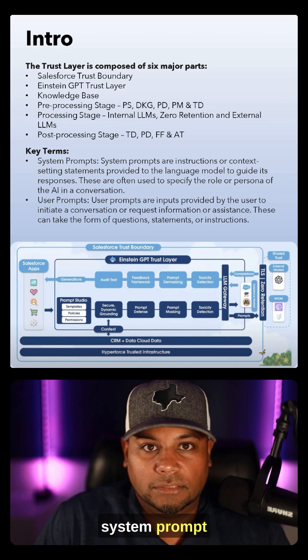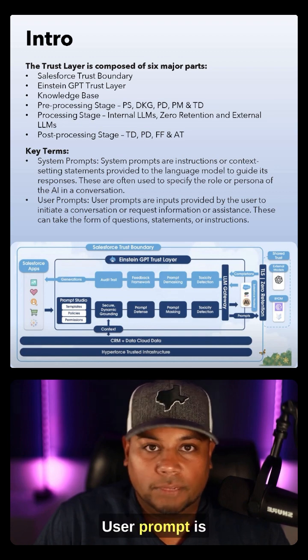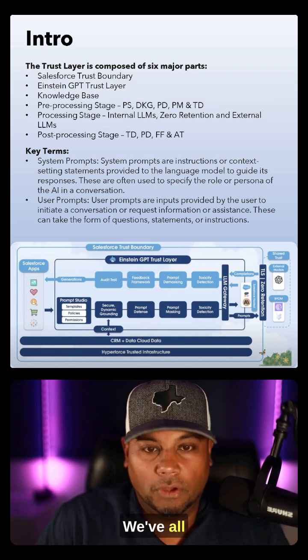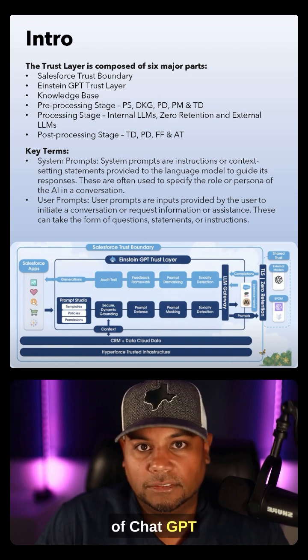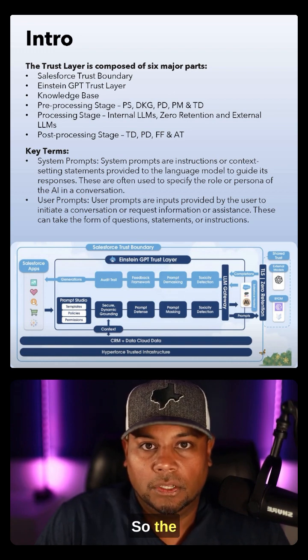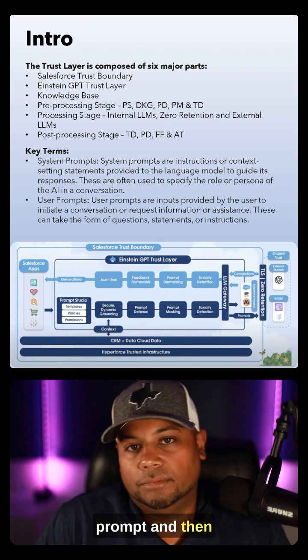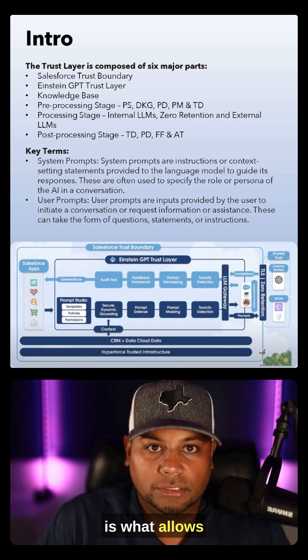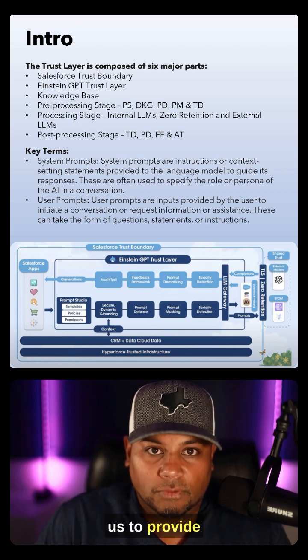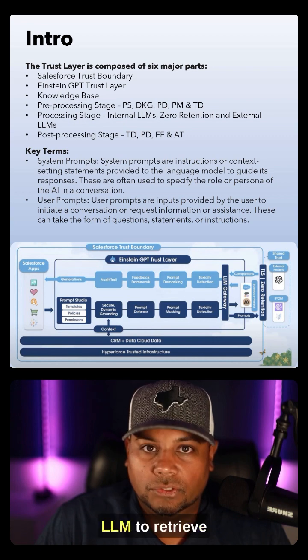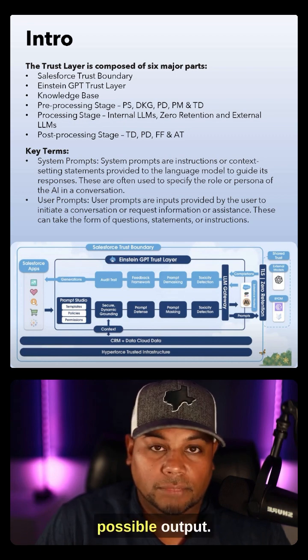So that's a system prompt, and then a user prompt. User prompt is what we've all been used to. We've all entered into the interface of ChatGPT in the past. So the combination of the system prompt and then the user prompt is what allows us to provide instructions to the LLM to retrieve the best possible output.